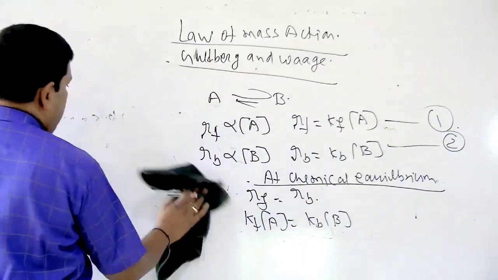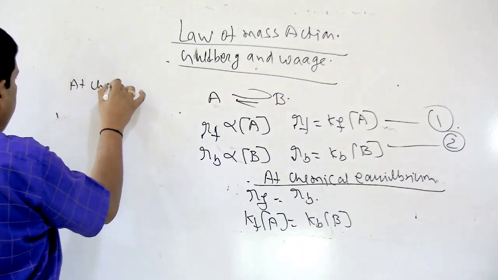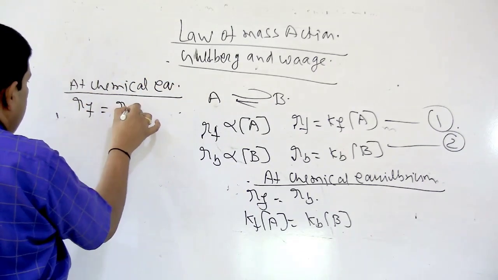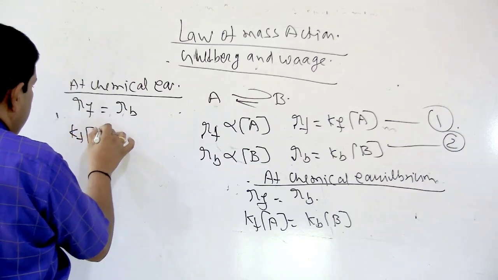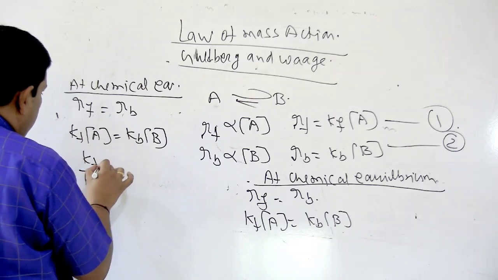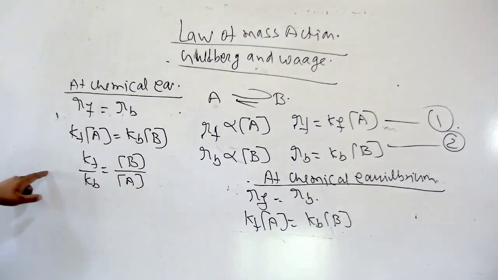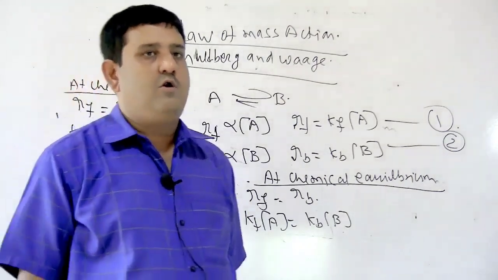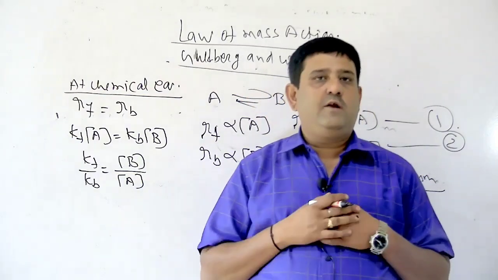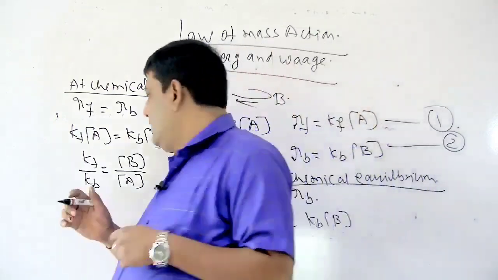At chemical equilibrium, Rf is equal to Rb. So Kf into the concentration of A is equal to Kb into the concentration of B. So Kf upon Kb is equal to the concentration of B upon the concentration of A. Kf is a constant, students, and Kb is also a constant. If we divide a constant by a constant, we get another constant, that is called the equilibrium constant, Kc. That is the main point.